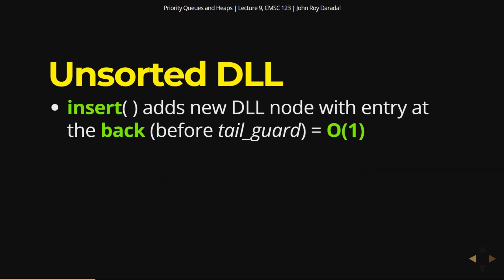Okay, so how do we do it? So for unsorted DLL, since it's unsorted, we don't need to sort the entries in any manner, right? So we'll just arrange them like a first in first out manner. Okay, so we'll just arrange them in the order that they were inserted. So we will add the new DLL node with the entry at the back. Okay, so before the tail guard.